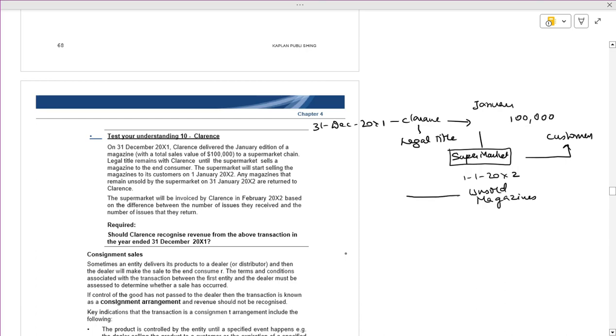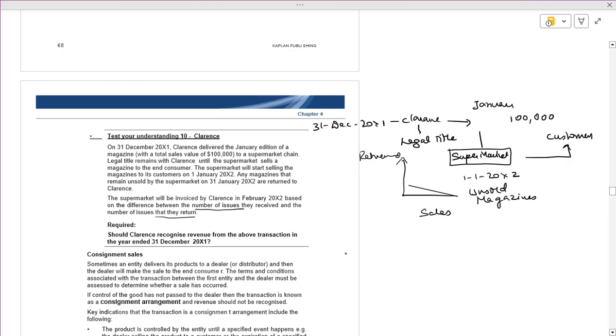They will be returned to whom? They will be returned to the supplier, as simple as that. Okay, at the end of the day, whatever is not sold, it will be returned, as the supermarket will pay only for those magazines which have been sold. The supermarket will invoice based on the difference between the number of issues they receive and the number of issues they return.